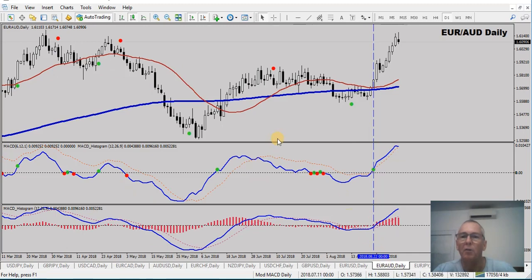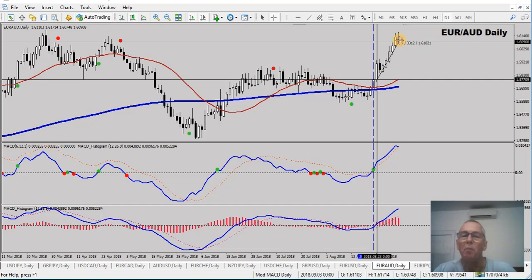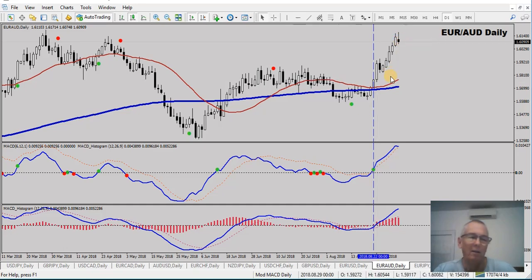Euro Oz, now this is where the filter let me down a bit. There was a buy signal here, I didn't take it, and that thing screamed up. That's 330 pips. Now, whether you think that's a good thing or a bad thing, I don't know. It looks like I've made a mistake, but when you look back at the other trades that it saved me on, not such a bad thing. Look at the big picture.